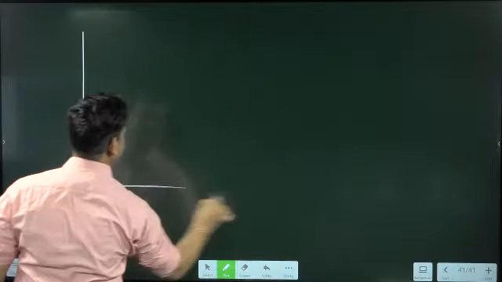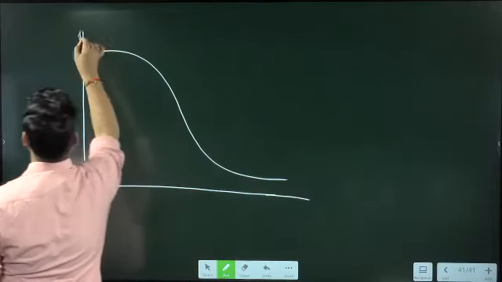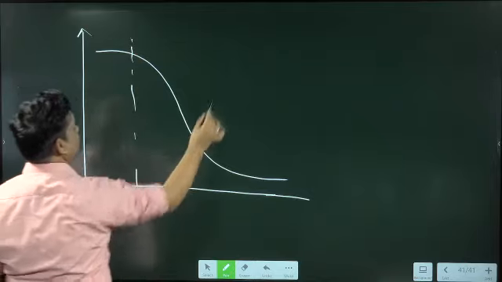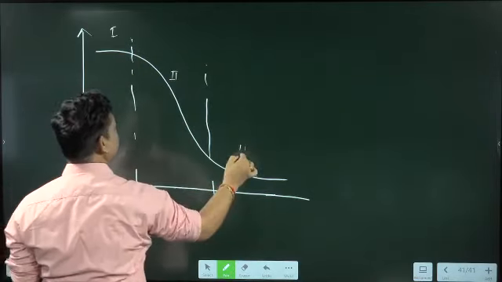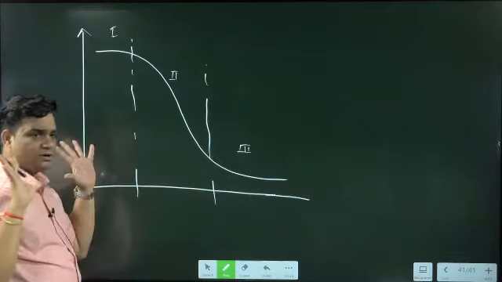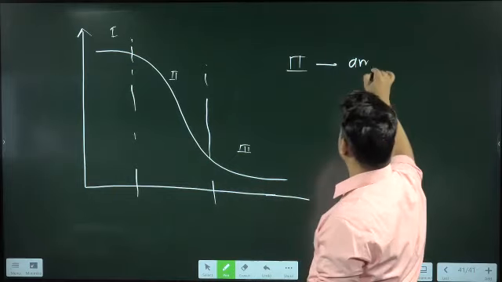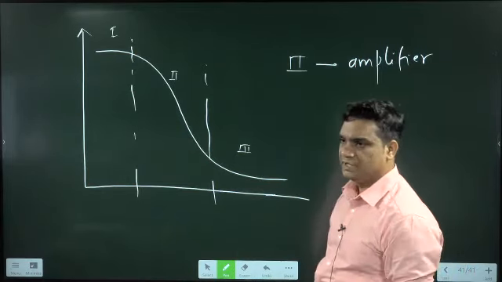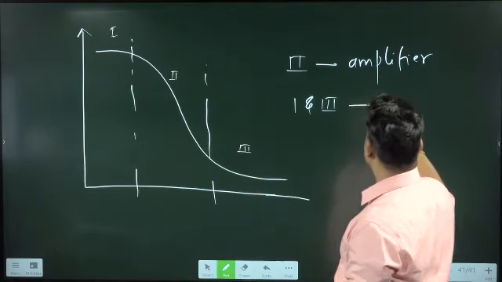Next thing, this is the graph here, and you have to remember this graph. I will not go into detail of this. Here we can say this is the graph between input and output. This is region one, this is region two, and this is region three. You have to remember this by heart. In the second region, it is acting like an amplifier. And in regions 1 and 3, it is acting like a switch.